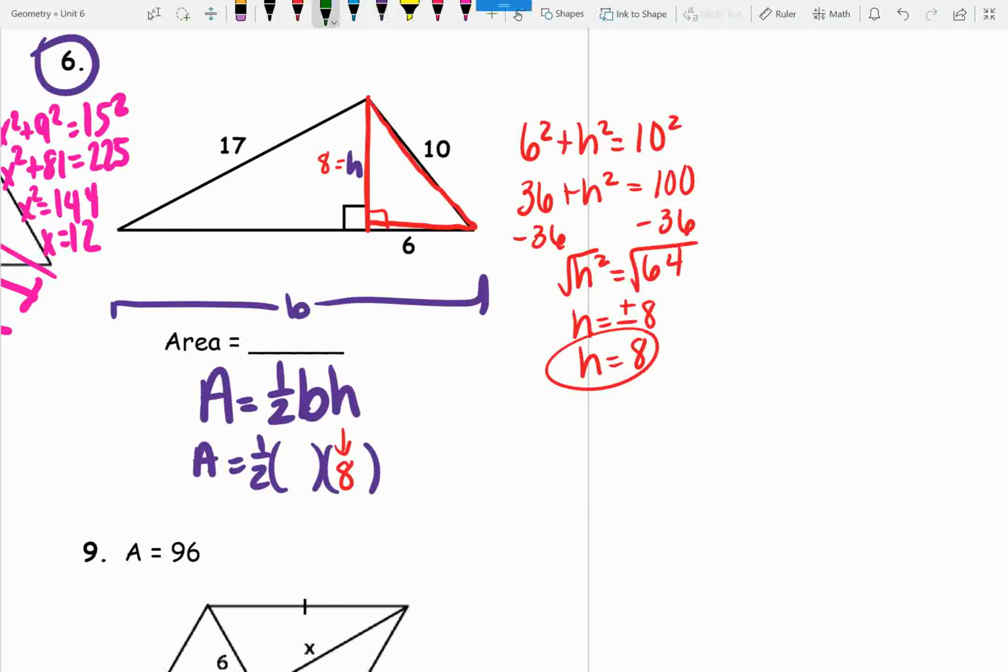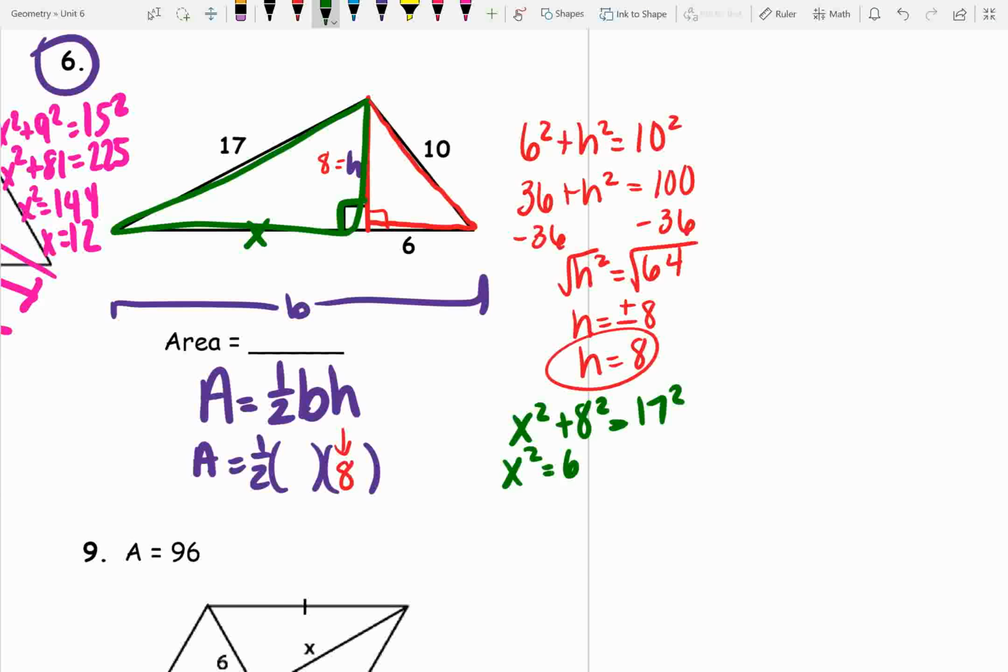Now I'm going to do our base. We need to find our base. We have part of it, which is 6. We need this other part, so I'm going to call that x. Looking at this triangle, it is a right triangle, and I have two of my three sides, so I can do the Pythagorean Theorem again. I'm going to do one of my legs squared plus another leg squared equals our hypotenuse squared. 8 squared is 64. I wrote equals, not plus.